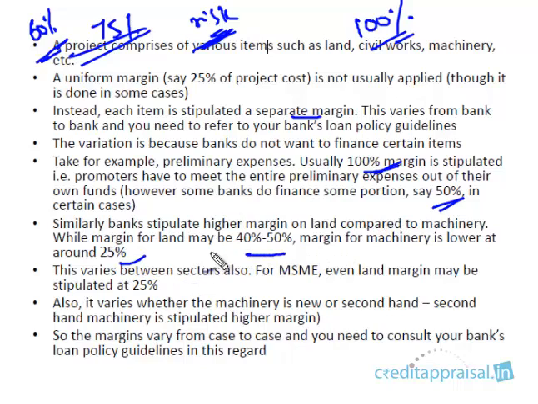It will sometimes vary depending on the sector also. For SME, there will be a lower margin, and maybe it depends whether it is a second hand or an original machine. So that margin may vary because a second hand machine will be carrying a higher margin. So this varies from case to case. What I'm saying is, based on the risk perception, the bank will be stipulating the margin requirement in each case, and you have to refer to the loan policy guidelines of your bank and see what the margin is for each asset.